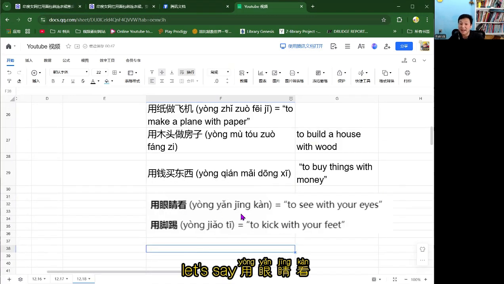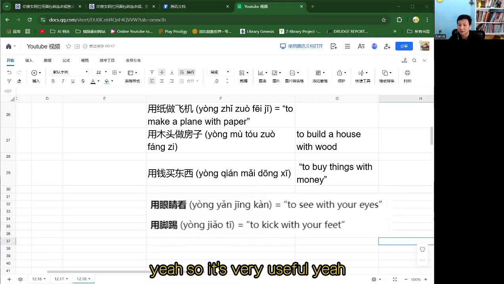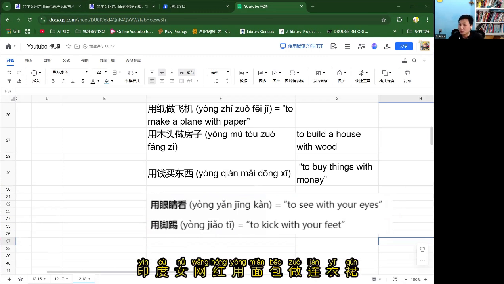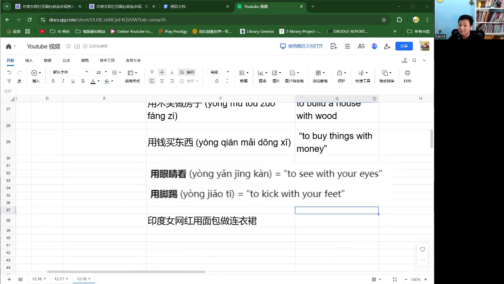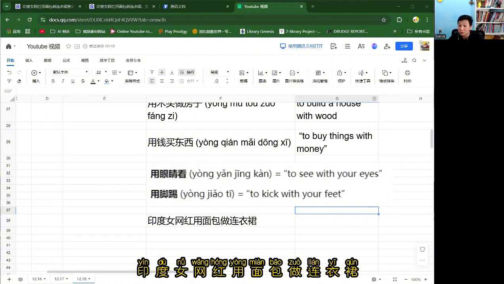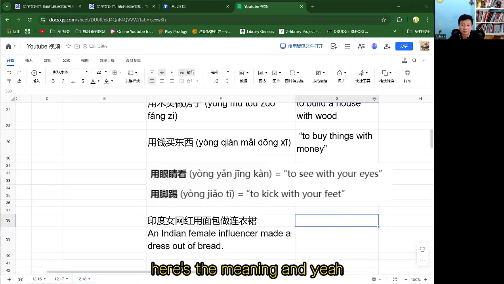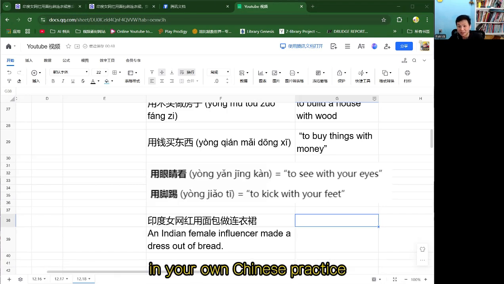Let's say 用眼睛看, to see with your eyes. 用脚踢, to kick with your feet. Yeah, so it's very useful. Yeah. All right, let's review today's headline one more time. 印度女网红用面包做连衣裙. Here's the meaning, and yeah, it's pretty funny, right? And now you've also learned a new sentence structure that you can use in your own Chinese practice.